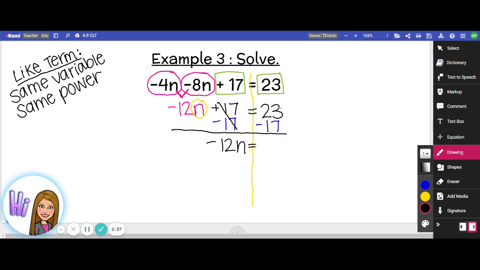And we need to now simplify. This is a positive 23 minus 17, so we're going to subtract. So that gives me 6, because 23 is larger, we're going to keep it a positive 6.